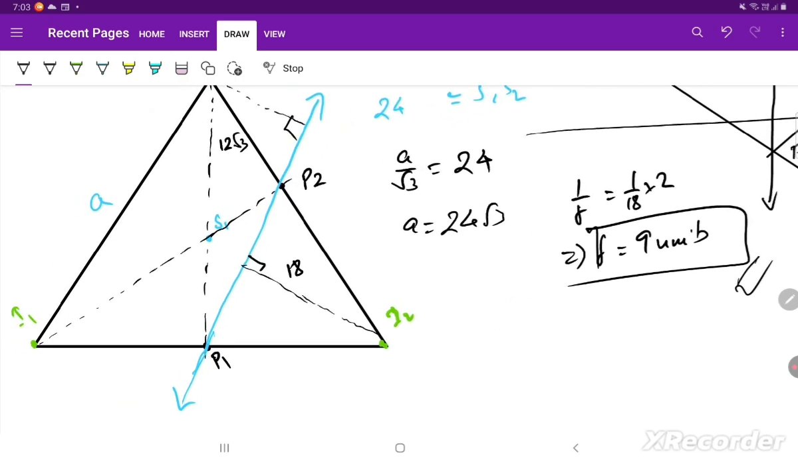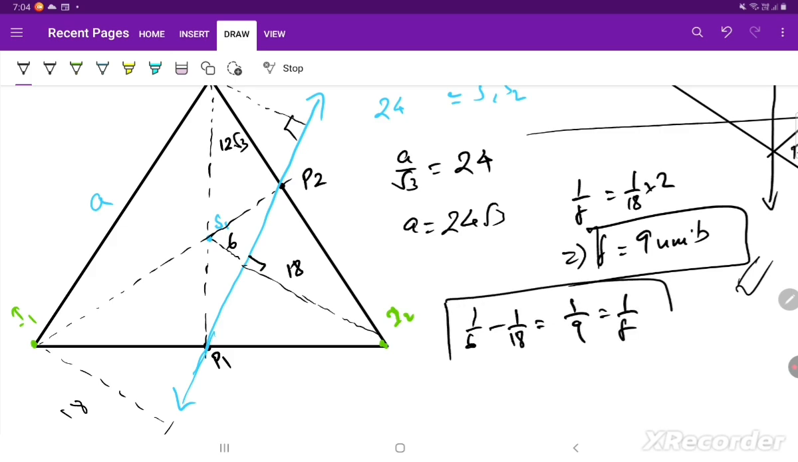We can prove the same for the system S1, I1. You can calculate that the distance of S1 from the lens, or the line P1P2, is 6 units, and I1 from the lens is 18 units. So 1 by 6 minus 1 by 18 is equal to 1 by 9, which is equal to 1 by f. So in either case, we get our answer as 9 units.